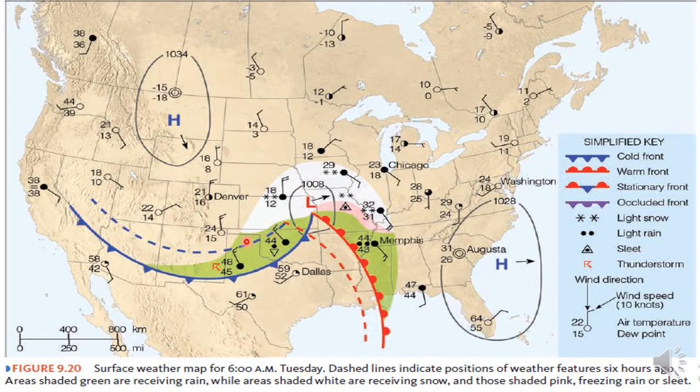So this dashed line here indicates the weather system 6 hours ago, the cold front 6 hours ago and the warm front 6 hours ago. The region or area that is shaded green indicates that they are receiving rain precipitation, the areas shaded white are experiencing snow, and the area shaded pink is experiencing freezing rain or sleet.